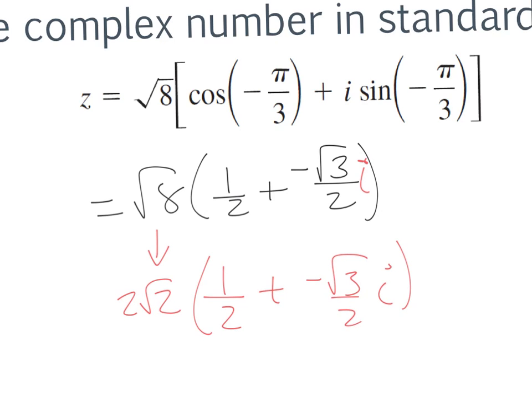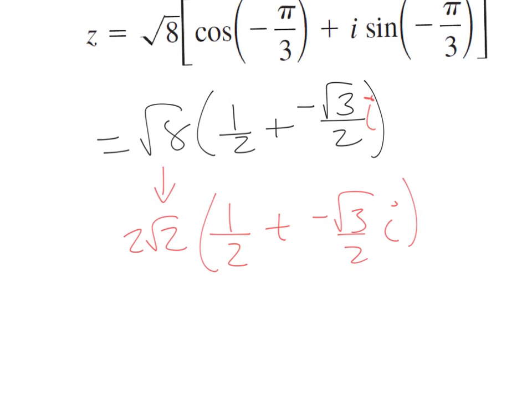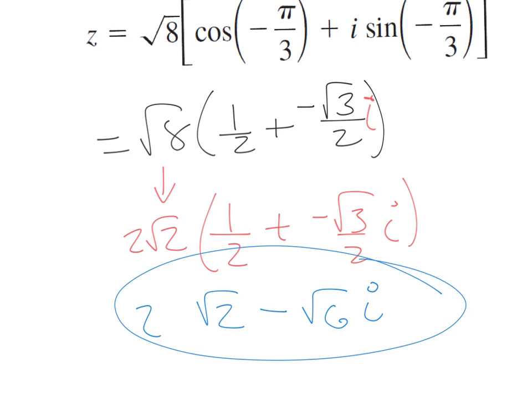So that way I can see that I'm actually going to reduce those 2's. So I'm going to get radical 2 minus radical 6i. So z is equal to radical 2 minus radical 6i. So that's how we would go from trig form to complex form.